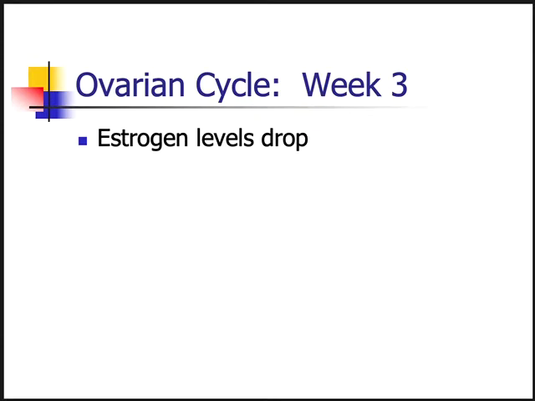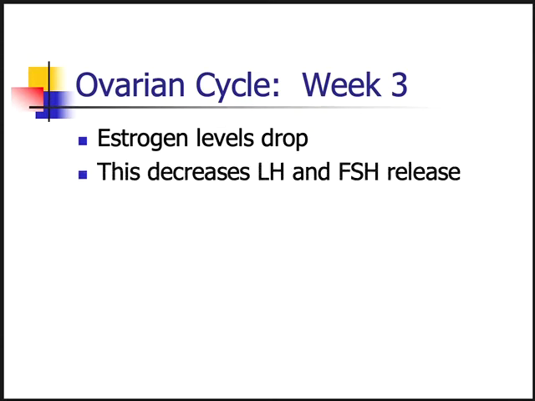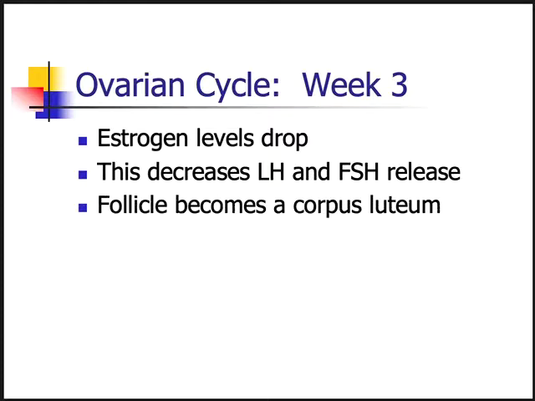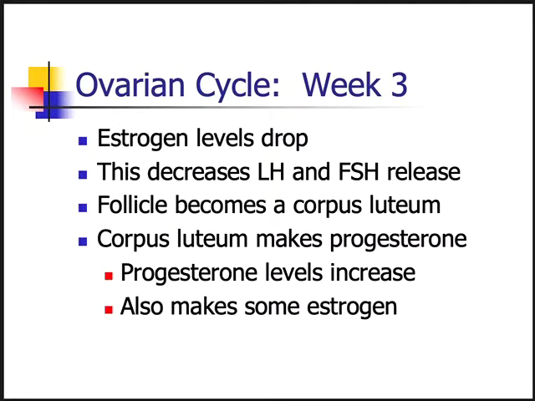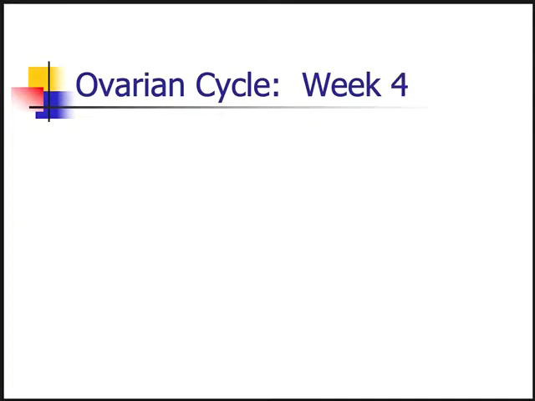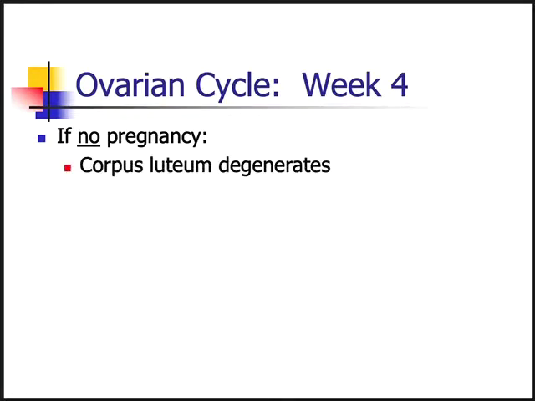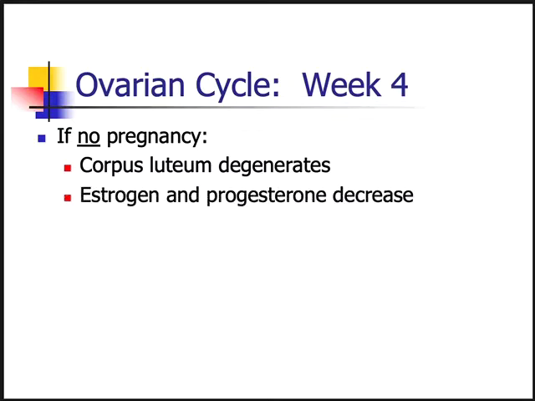Week 3, estrogen levels are going to drop. Your LH and FSH levels are going to decrease. The follicle, the leftover tissue, is going to develop into the corpus luteum, so then your progesterone levels are going to increase. This also does make some estrogen. All right, week 4. If no pregnancy, the corpus luteum degenerates. Estrogen and progesterone levels decrease.